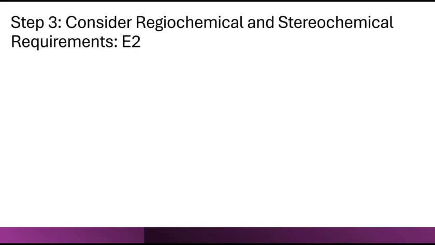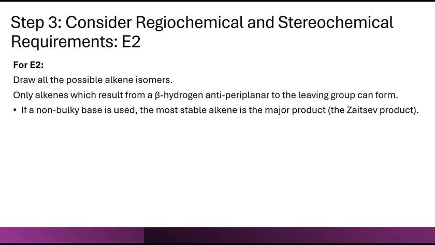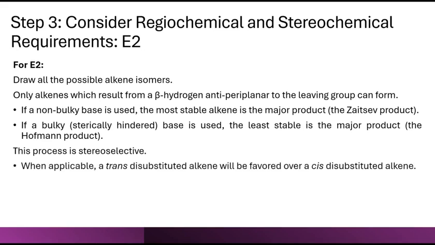Step 3. Consider regiochemical and stereochemical requirements of E2. For E2, draw all the possible alkene isomers. Only alkenes which result from the beta hydrogen anti-periplanar to the leaving group can form. If a non-bulky base is used, the most stable alkene is the major product, the Zaitsev product. If a bulky or sterically hindered base is used, the least stable is the major product, the Hofmann product. The process is stereoselective. When applicable, a trans disubstituted alkene will be favored over a cis disubstituted alkene.